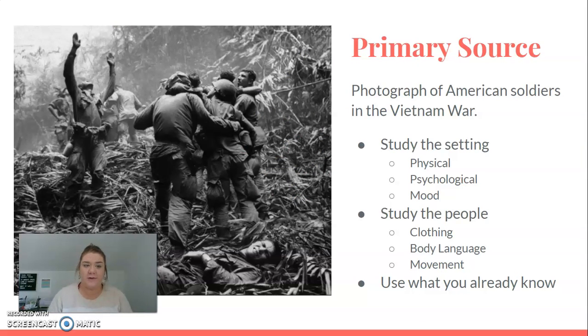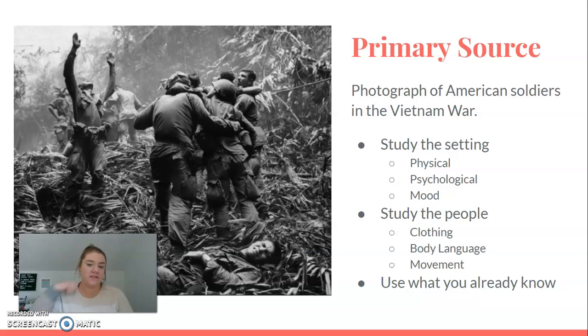Here's another primary source for you. This is a photograph of American soldiers in the Vietnam War. When we're looking at a photograph like this, we want to study a few things. The first is the setting. So think about the physical look of the setting, the psychological setting in a way. Like, what do you think the soldiers are struggling with here? What are they thinking? And then kind of the mood of the setting. So if we look at this picture, what is the mood? I think it looks a little sad, and I don't want to say desperate because that sounds like a bad thing, but desperate and like they really don't want to be fighting this war and it's really awful.